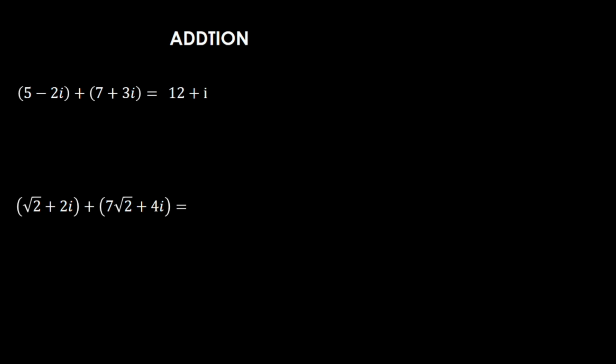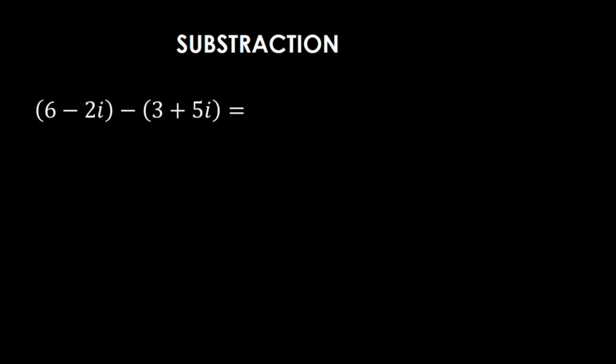Having a more complicated one, we have root 2 and this. Adding the real part, we are going to have what? This is the real part. Adding a real and a real, we're going to have what? That is 8 root 2. And adding the imaginary part and the imaginary part, we are going to have what? 6i.